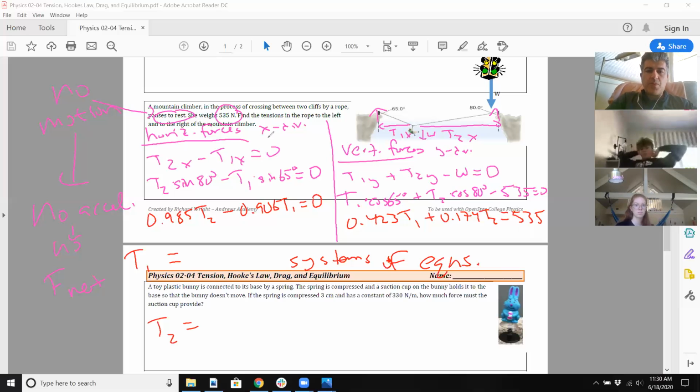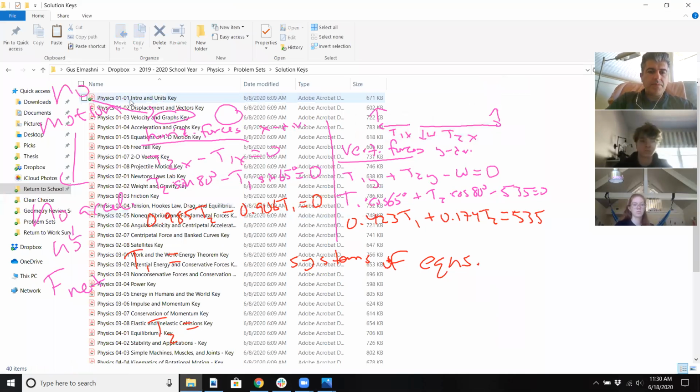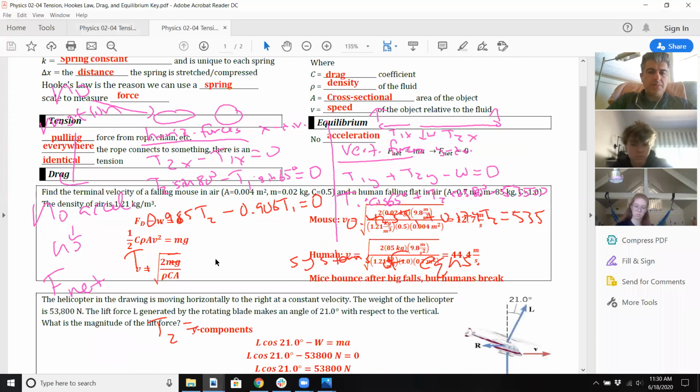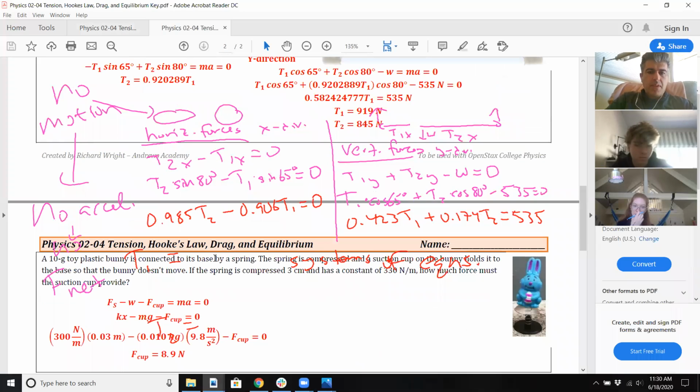But if we look at the answers really quickly here, let me pull up the answer key. So you get 919 for T1 and 845 for T2. And I think that's going to make sense if you eventually work it out. I'm kind of just doing the math in my head. So yeah, I think those should make sense.